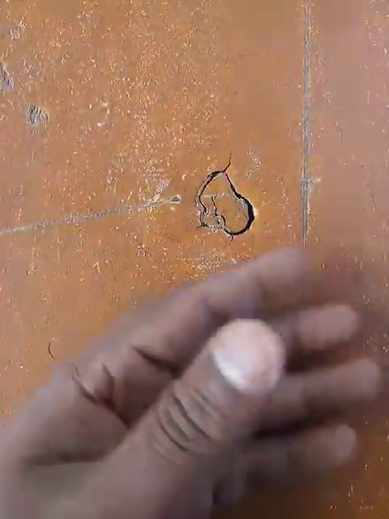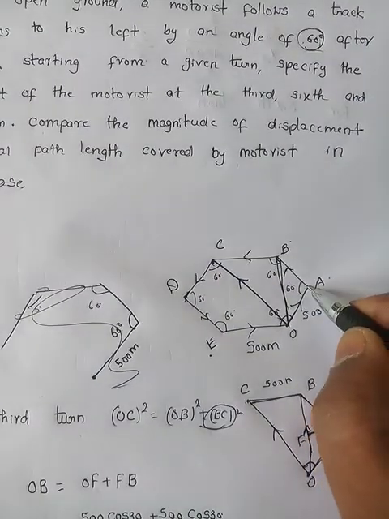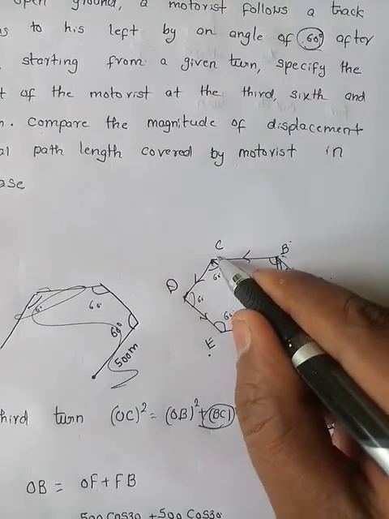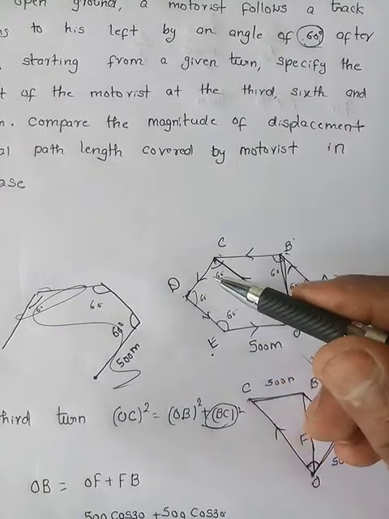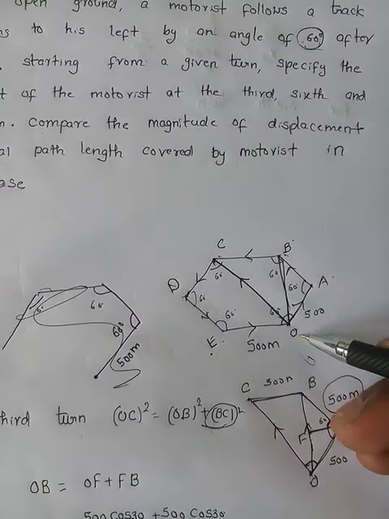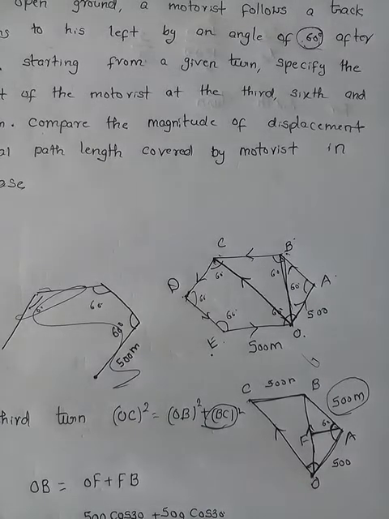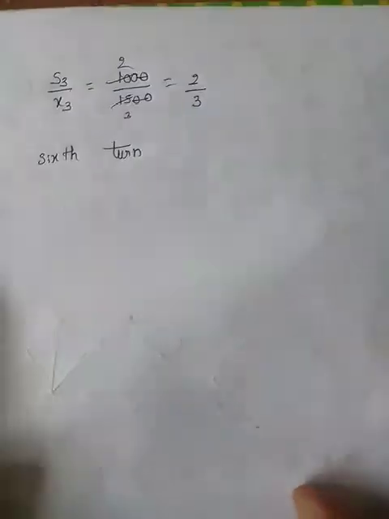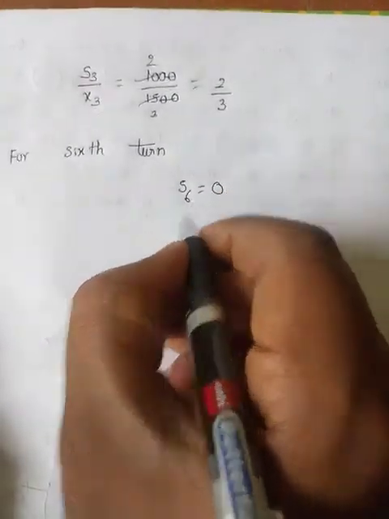For the sixth turn, what happens? See, started from O, A is the first turn, B is the second turn, C is the third turn, we calculated that. Now D, what is D? Fourth turn, E fifth, O sixth turn. Means after the sixth turn, the motorcyclist is again at O. So, what happens now? Initial point and final point are the same. So, displacement is equal to 0, means S6 is equal to 0.